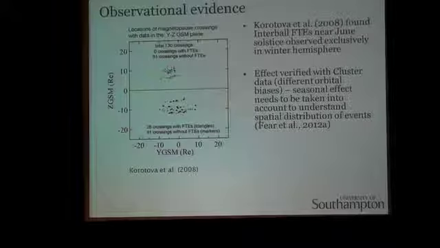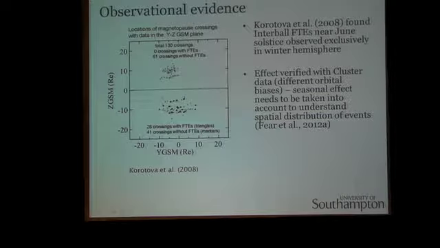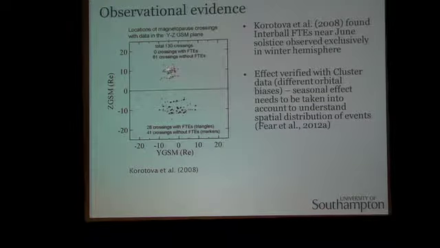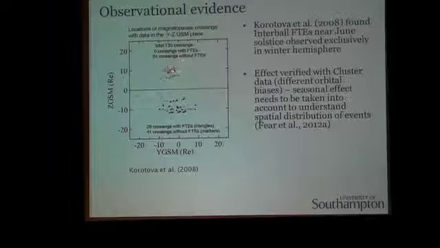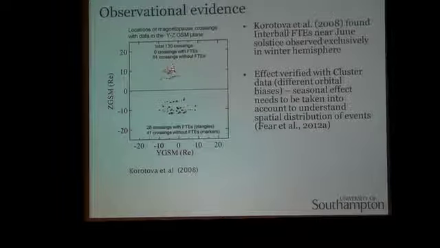Korotova et al. in 2008 showed the results of seasonal analysis for events observed by the Interball spacecraft that crossed the magnetopause at high latitudes in the northern and southern hemisphere, kind of similar to Cluster, but with a different orbital phase. So it was actually crossing the near-noon magnetopause around about June, July. And so here is showing the magnetopause crossings from around solstice in the northern hemisphere and in the southern hemisphere.